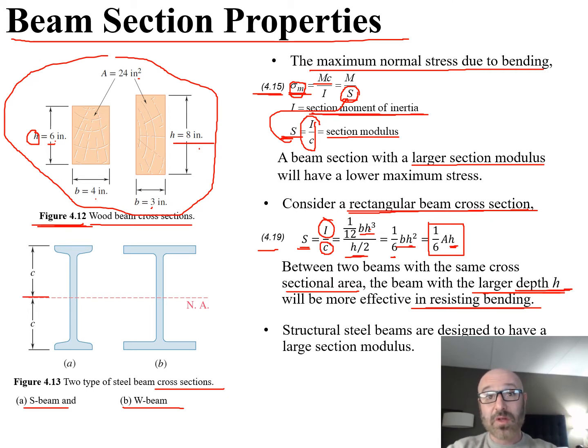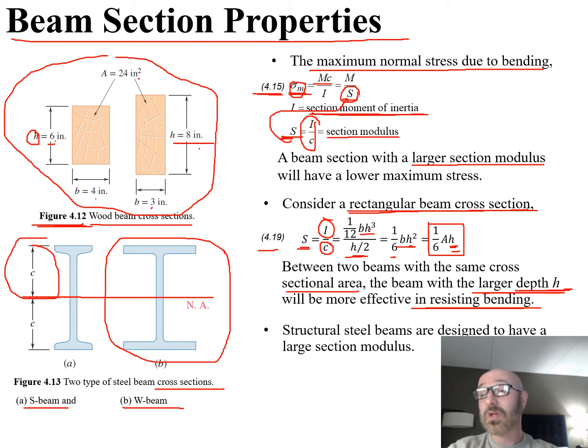And again, from our neutral axis, our H over 2 is that C value as well. With that larger H, this is going to be better at resisting bending. So the shape of these different types of I-beams is going to come into play and be very useful for that application.